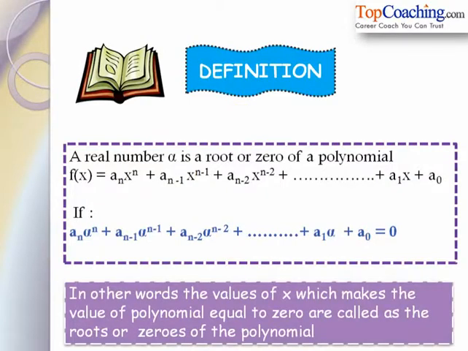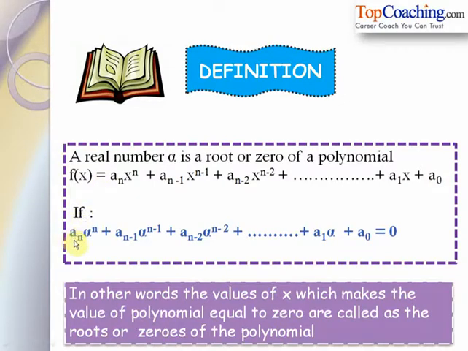So let's look at the proper definition of this. A real number alpha is a root or zero of a polynomial f(x) equal to a_n x to the power of n plus a_(n-1) x to the power of n minus 1 plus a_(n-2) x to the power of n minus 2, and so on up to a_1 x plus a_0.